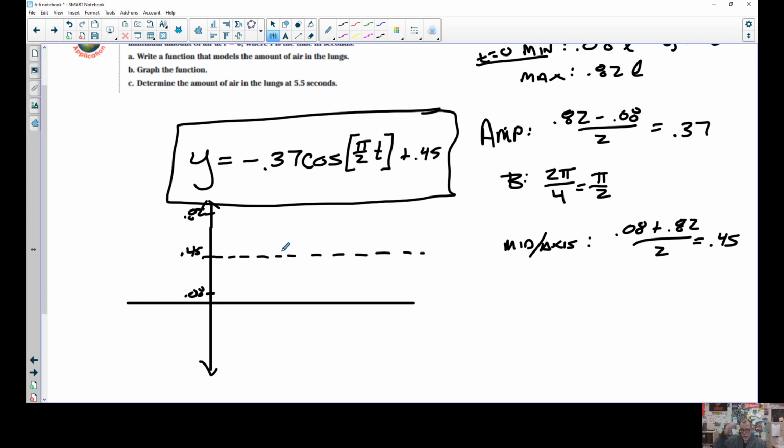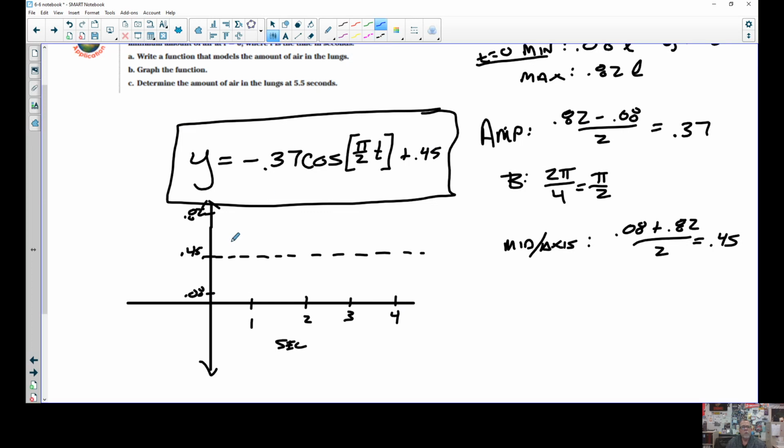We know it has a b value of pi over 2, right? We have a period of 4 seconds, sorry. So we go out to 4, take half of it, 2. That's 1. These are in seconds, right? Because our input is time. And 3. And we have everything we need. Now we can go to graphing.